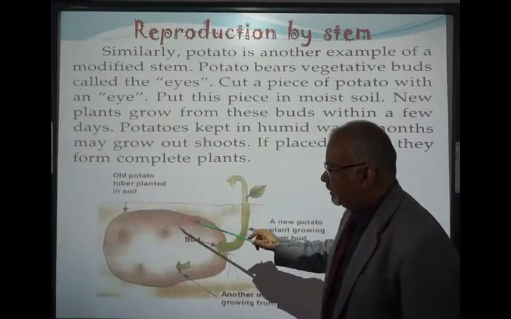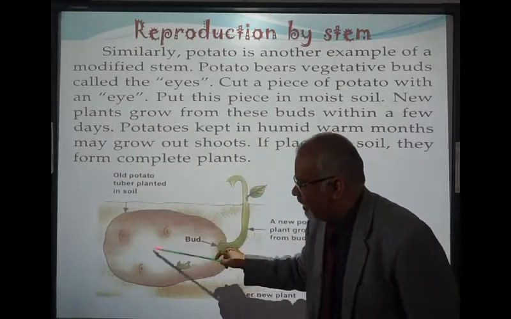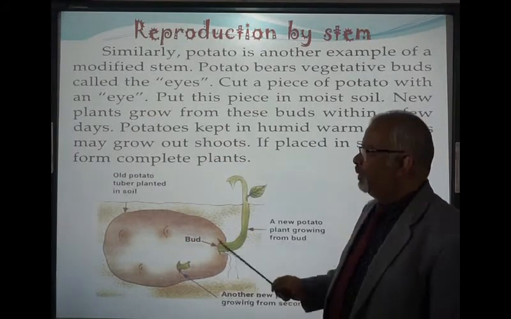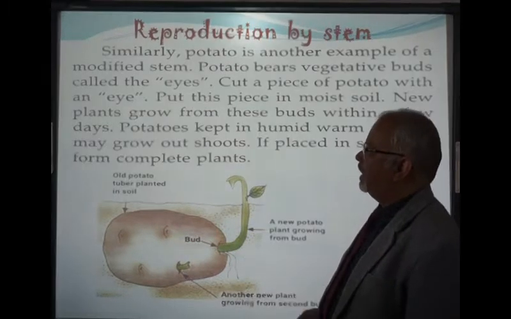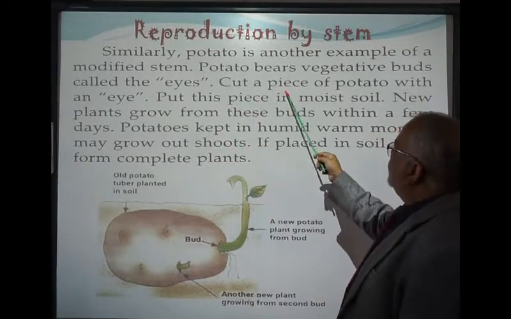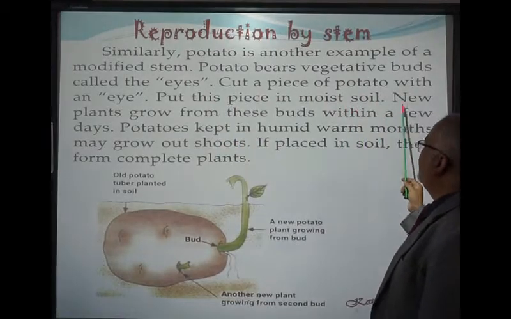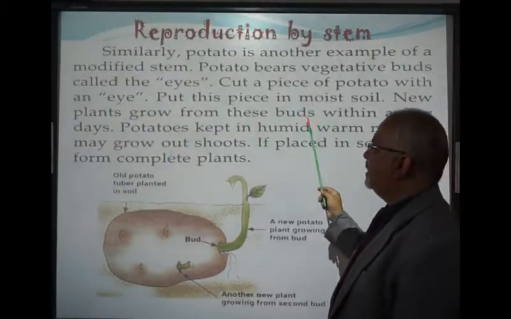Now here, this structure, can you see that? These three, they look like eyes. So we call them eyes of potato. So cut a piece of potato with an eye. Put this piece in the moist soil. New plants grow from these buds.